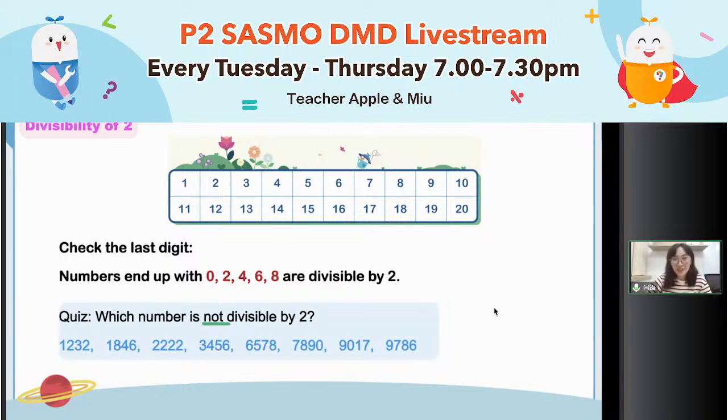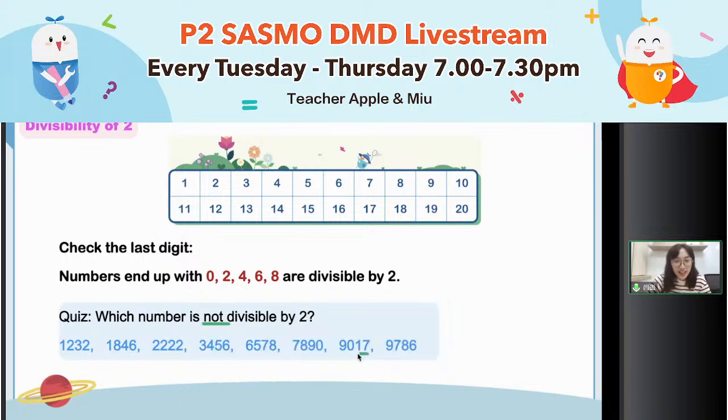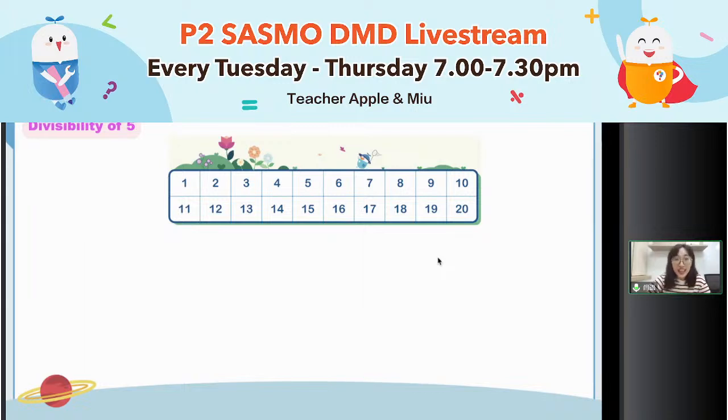Some students want to give up because the numbers are too big. No. Again, what should we do? You only need to check the last digit, right? Super easy. Yes, correct. Okay, the last digit. Can it be 7? Cannot, right? So now you see 9,017 is not divisible by 2. Yes, good job.